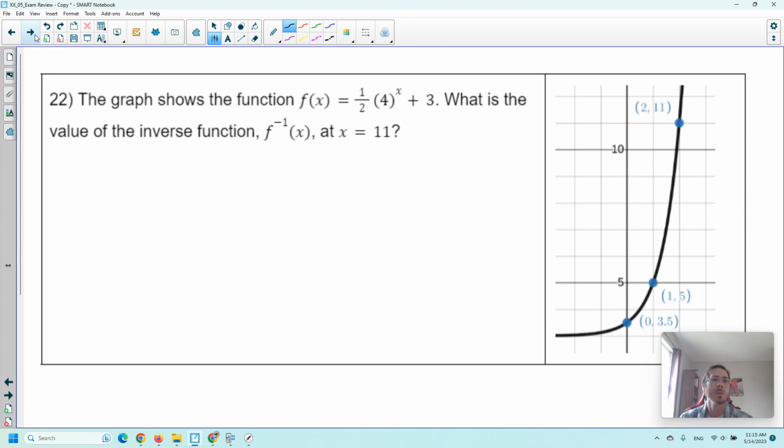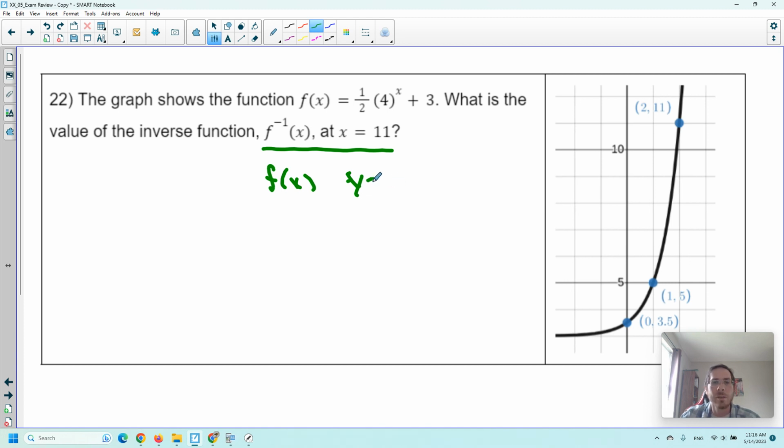All right, number 22. We've got our function. What's the value of f inverse at x equals 11? So f inverse at x equals 11 is another way of asking where f of x, or y, equals 11.